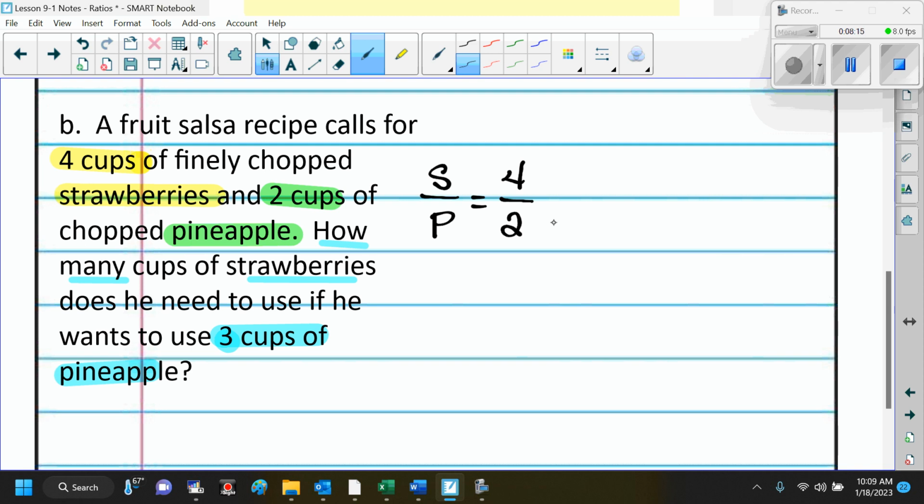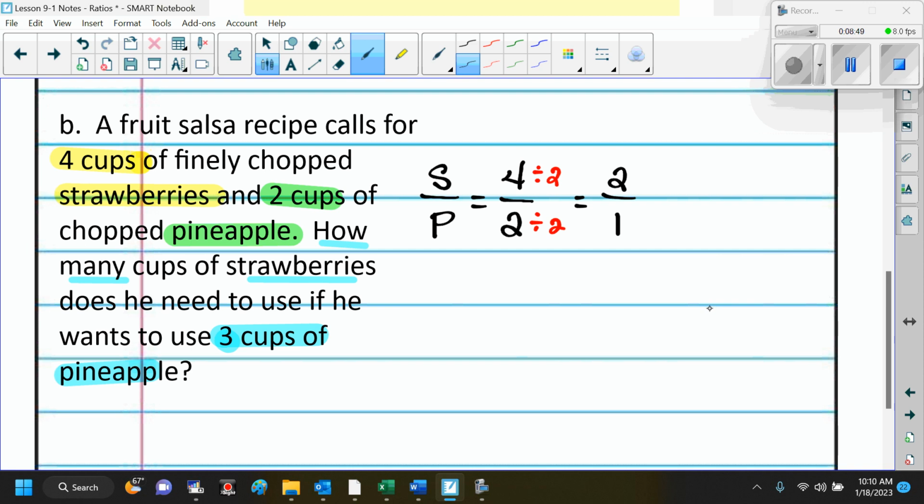Now, we want to use 3 cups of pineapples. Can I get from 2 to 3 by multiplying? No, we can't. So we can simplify. We can divide by 2 here and divide by 2 there, right? That's going to give me 2 cups of strawberries for every 1 cup of pineapple.